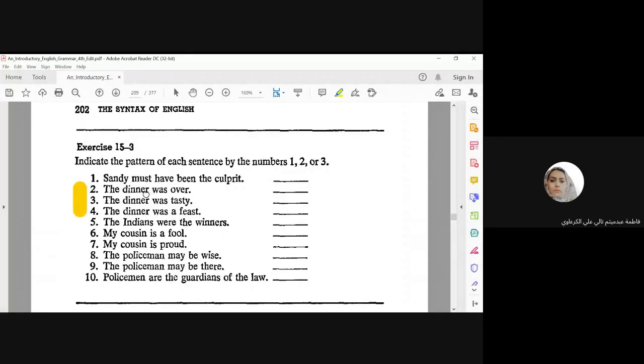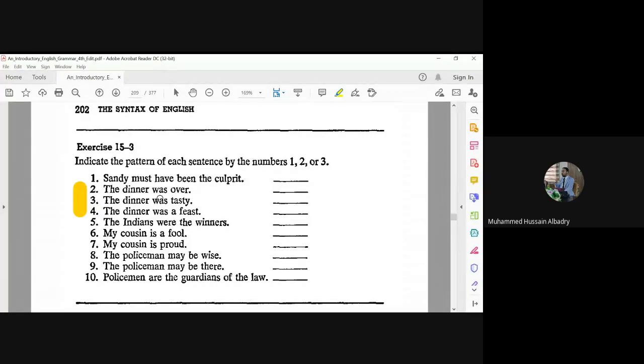Part 1. So the dinner is noun, was is be, and over is what? Adjective. Okay, good, thank you. Asma, what do you think? I think the dinner was over. The dinner noun, was be, over adverb. Pattern 2. Yes, very good. So it is button number 2. When we say the dinner was over, over is here what? Adverb. Yes. That's it. So expansion: the dinner was very over.